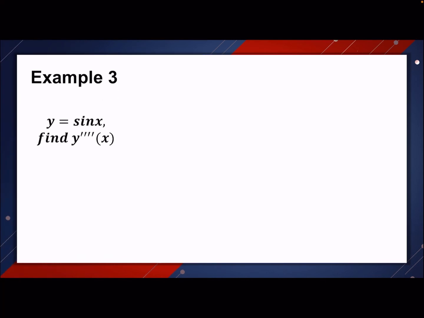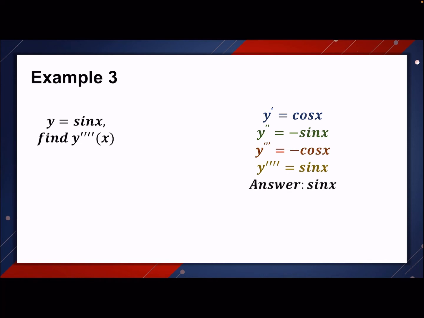The third example is find the fourth derivative for sin x. The first derivative is cosine x, and the second derivative is negative sin x. Then the third derivative is negative cosine x. At last, we find that the fourth derivative is sin x. So the answer should be sin x.